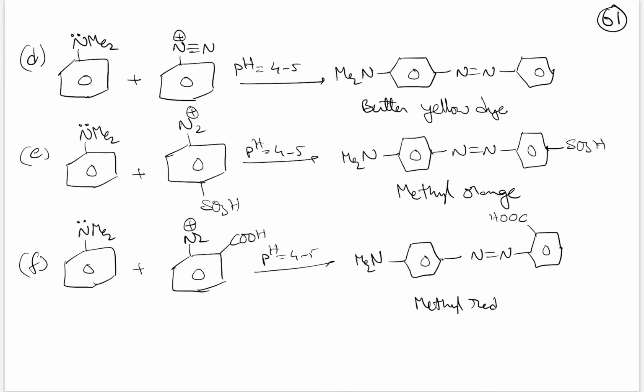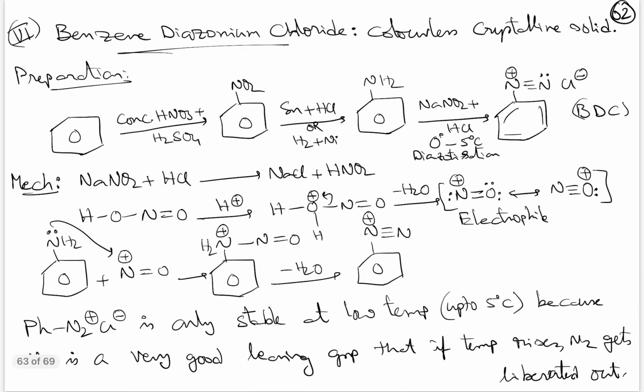Methyl orange and methyl red, we know the indicators. These are the two indicators, and with this compound we will be getting methyl red. Then last, benzene diazonium chloride. It is a colorless crystalline solid, and the preparation method I have already given in aniline. Still to see, benzene on nitration will give nitrobenzene, on reduction will give aniline, on diazotation will give benzene diazonium chloride.